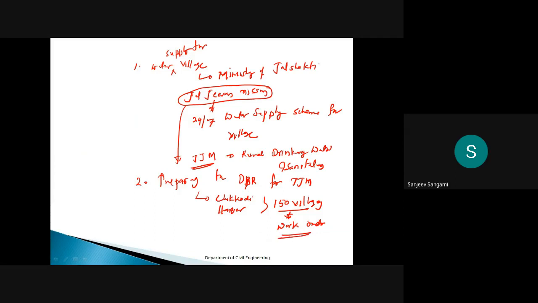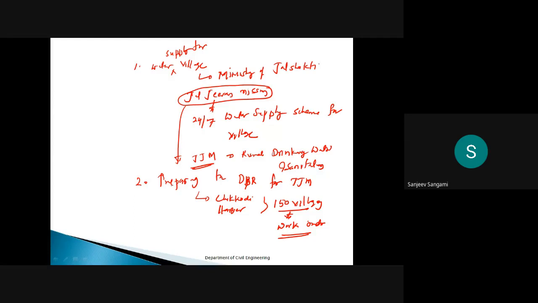Students from our department are also working in this scheme. If you are interested, you are also welcome. From your fourth semester, you have better opportunities to study this subject in a practical manner. The RWS department is helping us and taking us to the sites for this study, and I am the coordinator for the whole preparation of the DPR from our college.